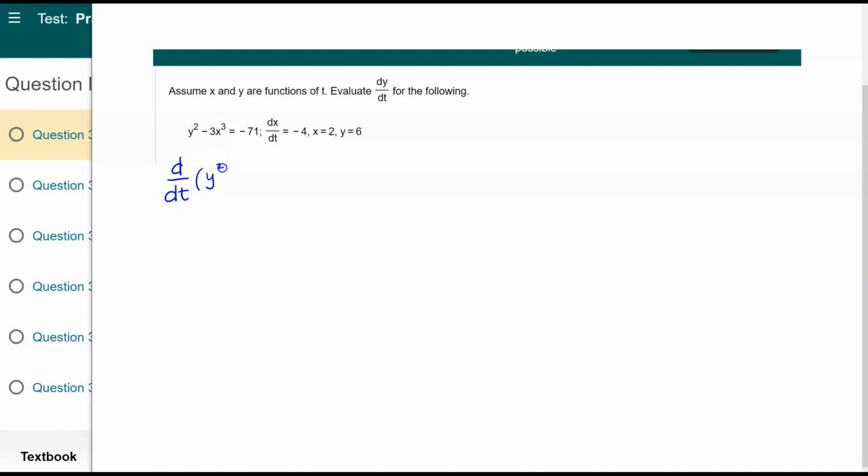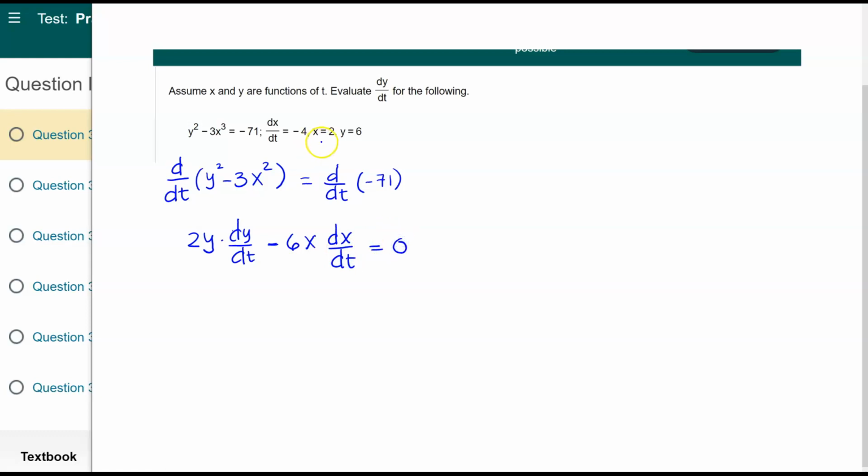So you have y squared minus 3x squared. We're going to differentiate that with respect to t. And then negative, so d/dt of -71. Now, you differentiate y squared. That is equal to 2y times dy/dt. And then differentiate 3x squared with respect to t. You have -6x, so -3 times 2, that's 6x, dx/dt is equal to 0.